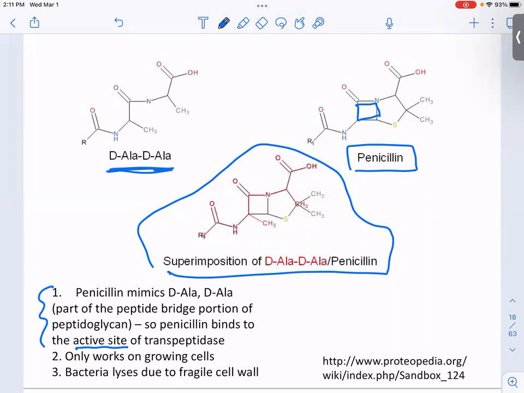Okay, anything that binds to the active site of an enzyme, what do we call that? What kind of inhibitor? A competitive inhibitor. So penicillin is like a competitive inhibitor. It binds to the active site of transpeptidase, and then you don't get the right product. Now, I say like a competitive inhibitor because we don't actually call it that, because it's permanent. Usually inhibitors are transiently binding. So it's like a competitive inhibitor, but it's permanent.